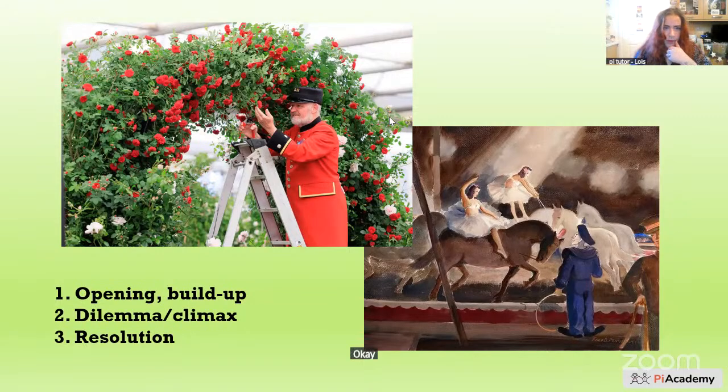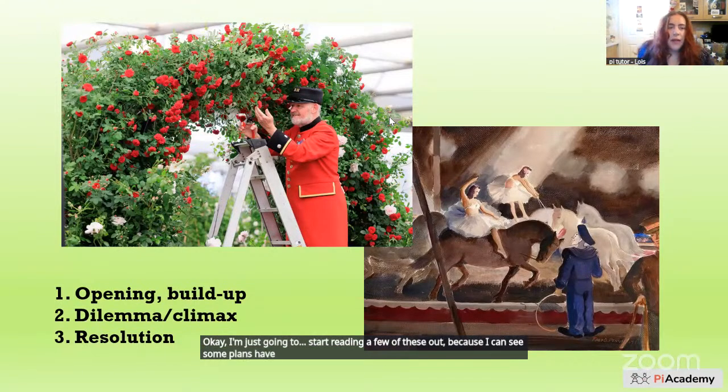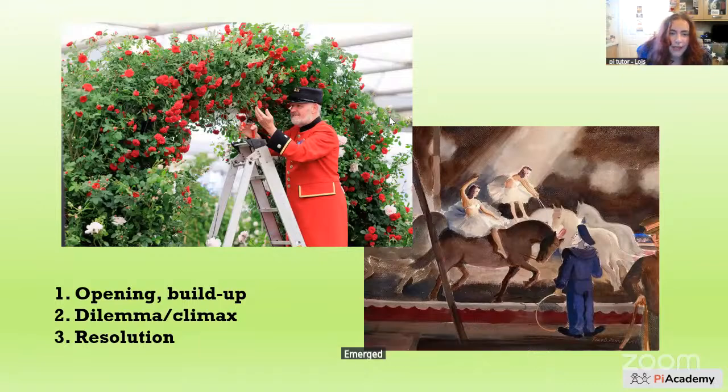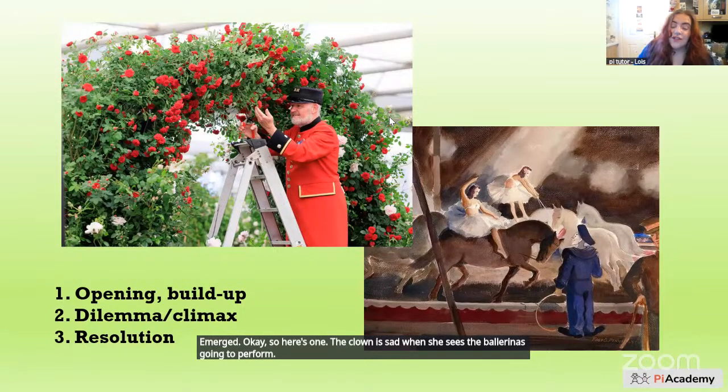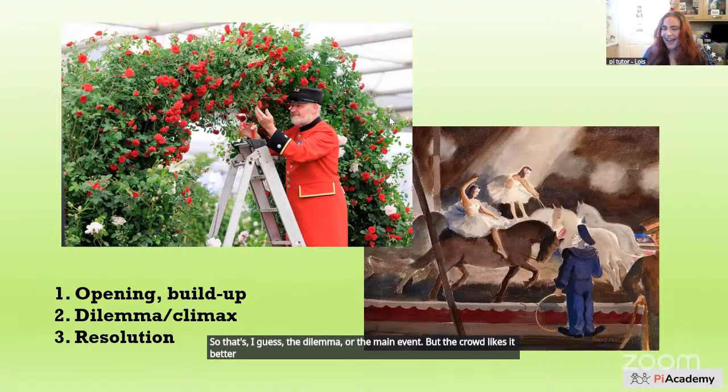Okay, I'm just going to start reading a few of these out because I can see some plans have emerged. Okay, so here's one. The clown is sad when she sees the ballerinas going to perform. So that's the opening. Then it's going well until the clown releases the horses. So that's, I guess, the dilemma or the main event. But the crowd likes it better. That's a great idea. Yeah, so it was kind of like revenge that went wrong.